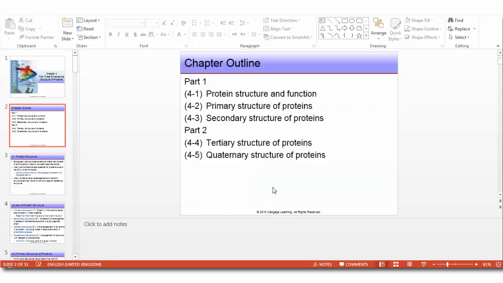Today we want to talk about chapter 4, the three-dimensional structure of proteins. The chapter outline will be as follows. In part 1, we will talk about protein structure and function. In 4.2, primary structure of proteins. In 4.3, secondary structure of proteins. And this concludes part 1. Then in part 2, we will talk about both tertiary and quaternary structure of proteins.